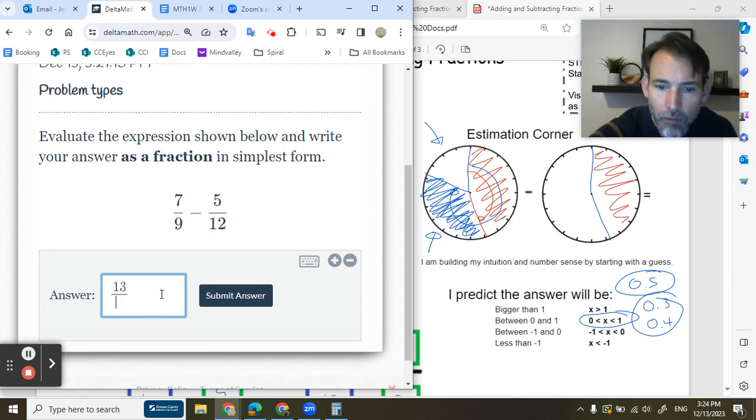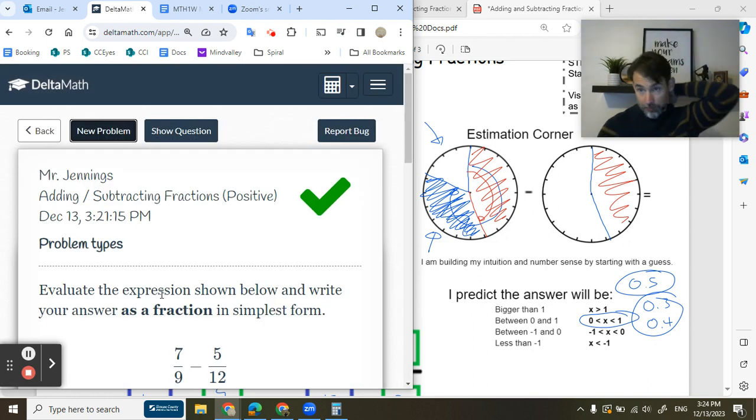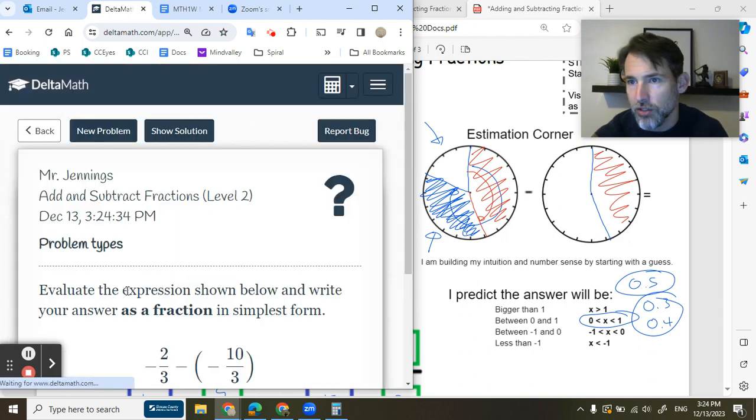13 over 36. Oh, when you get that check mark, give yourself a pat on the back. It's very important. Very important step. Give yourself a pat on the back every check mark. Add and subtract fractions level 2.